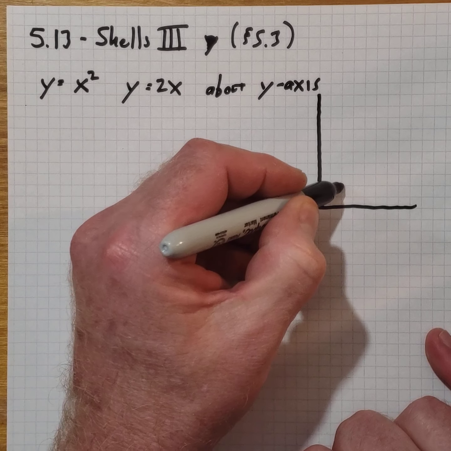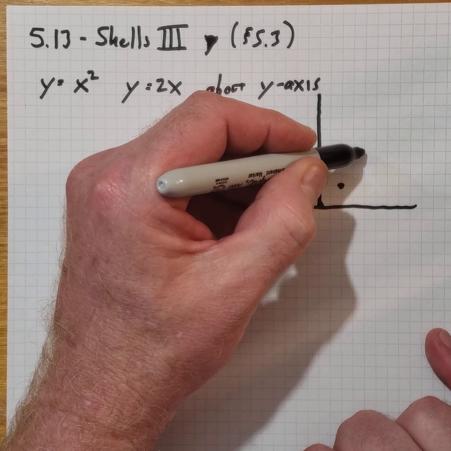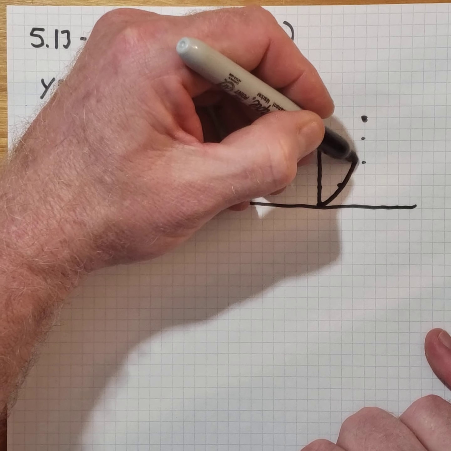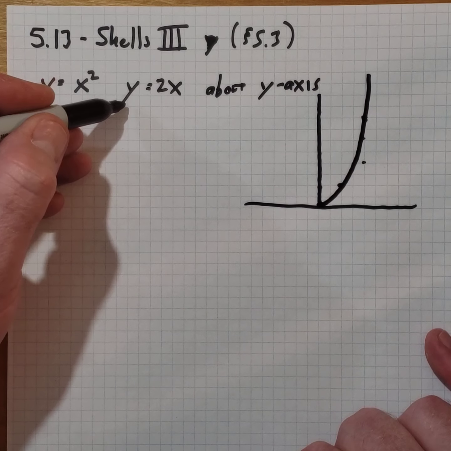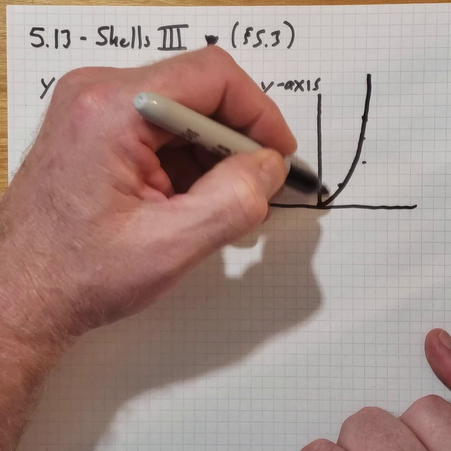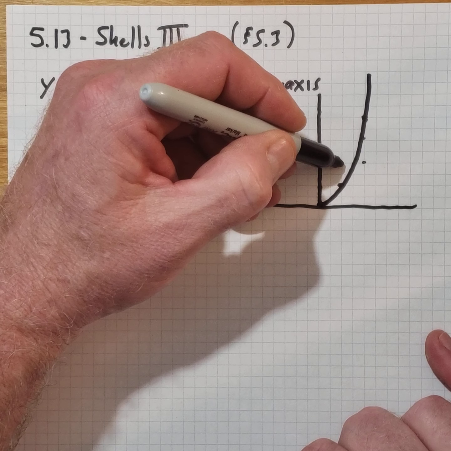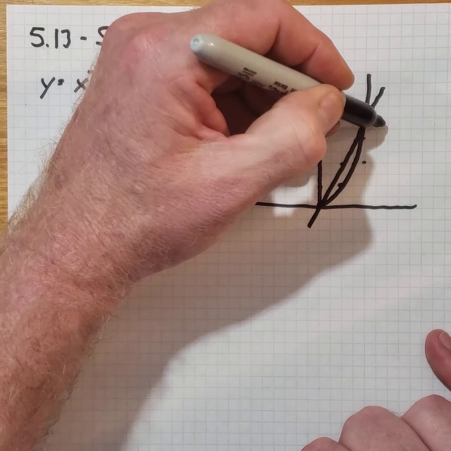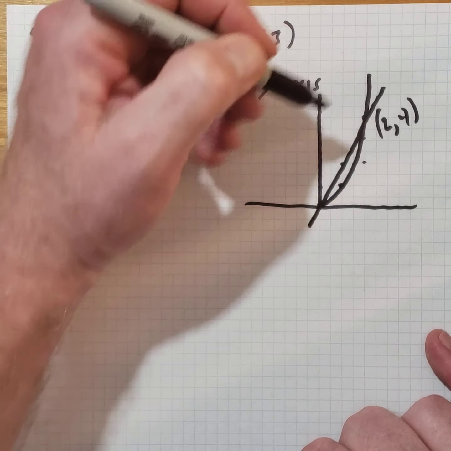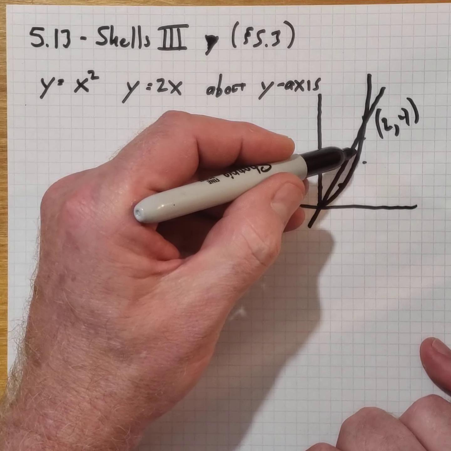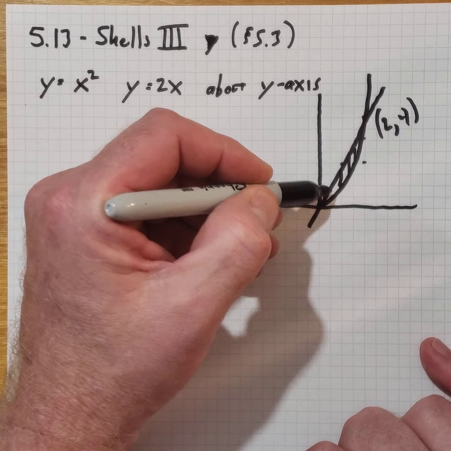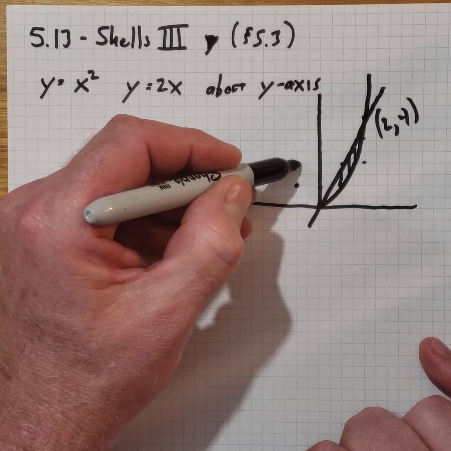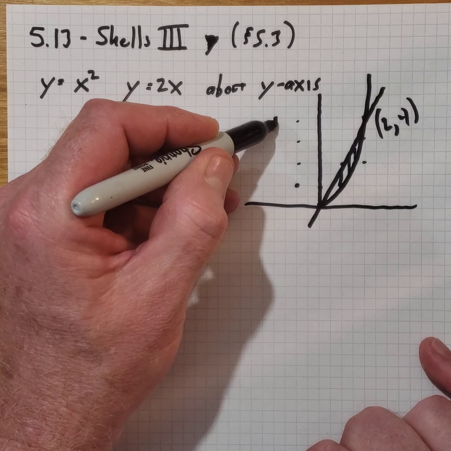Y equals x squared: (1, 1) and then (2, 4). So we get our parabola. And then y equals 2x is just the straight line that goes through (0, 0) and also (2, 4). So the region we're talking about is this here, and we're rotating it about the y-axis this time. We did the x-axis before.